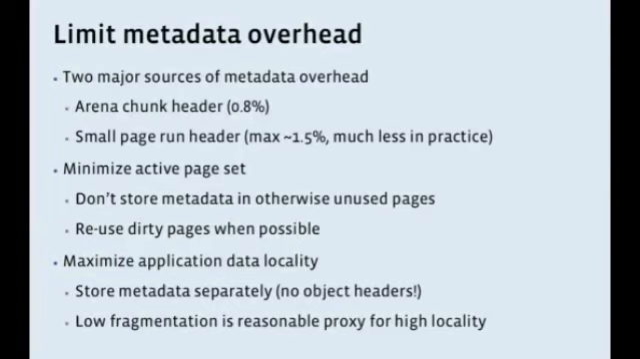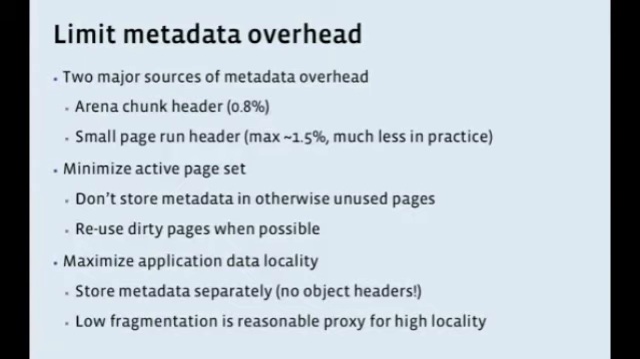Now, in an ideal world, we wouldn't devote any of our memory to the metadata for the allocator, but that's not possible in practice, of course. There are really two major sources of overhead for the allocator. The primary one is the arena chunk header overhead. These chunks are 4 megabytes, and the first 4 pages of these chunks are pure overhead in terms of accounting. That's about 0.8% of memory. Then we also have small page run headers, which you'll see in a diagram in a little bit. They could be, in theory, as much as 1.5% of memory, but in practice it's much less than that. So the total overhead for jemalloc tends to be around 1, maybe 1.5% at the high end.